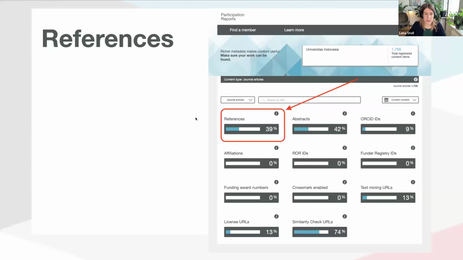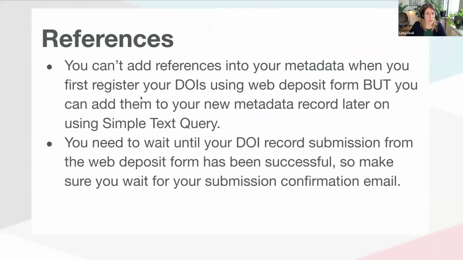If you want to add references to your records and improve the score in your participation report, and you use the web deposit form, many of you will probably already know this, that's currently not possible directly in the web deposit form. What you can do is that you can complete a registration of a journal article in the web deposit form and then wait a little while until the registration has been completed. And then you can go to a separate tool called Simple Text Query and add the reference list to the article record after the fact.